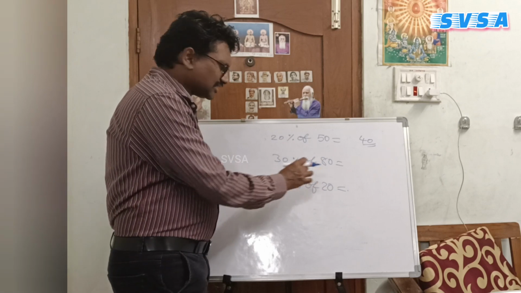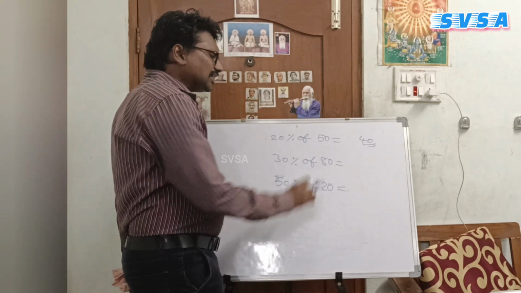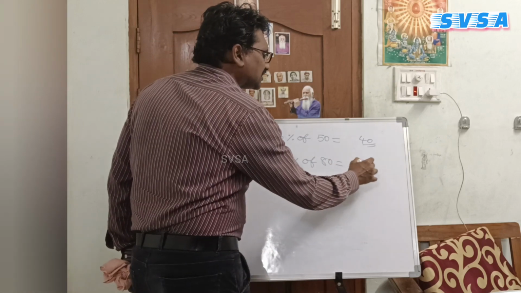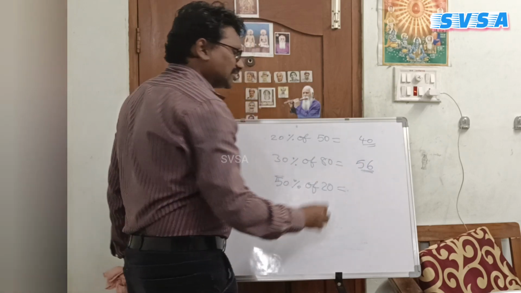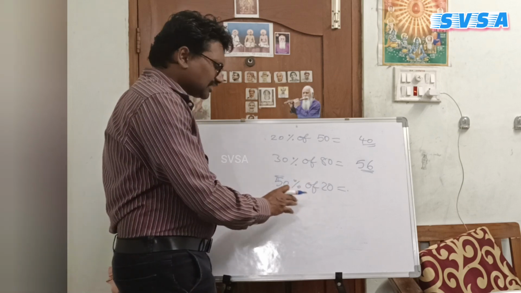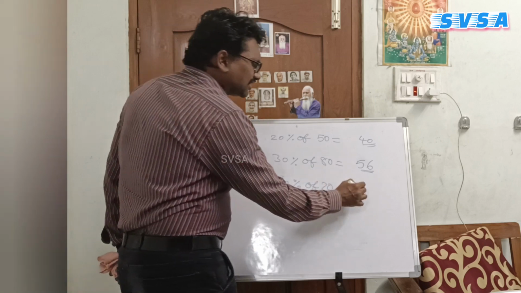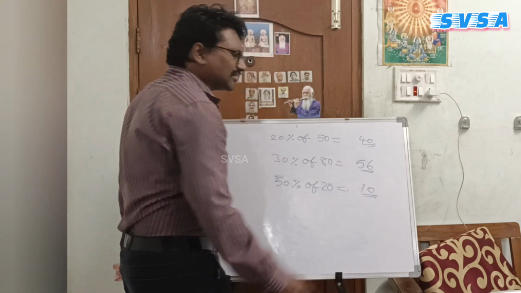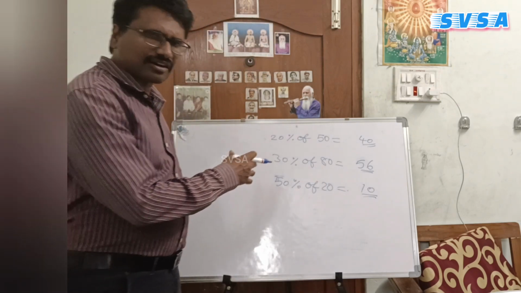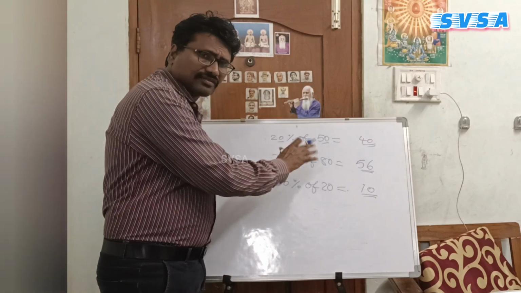30% of 80 means 3 into 8, 24. 80 minus 24 is 56. And similarly, 50% of 20 means 5 into 2, 10. 20 minus 10 is 10. Like this, we can solve all these problems. The condition is that both numbers have 0 in the ones place.